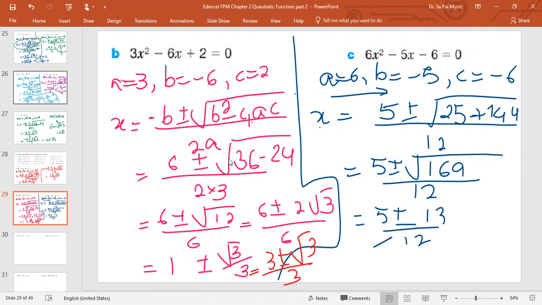Okay, there are two solutions. 5 plus 13, 18 over 12. And another solution is 5 minus 13. What do you get? Minus 8 over 12. Okay, you can simplify. What is the solution? The first one, simplify with 6, is 3 over 2. This is minus 8, simplify with 4, minus 2 by 3. Okay, this is the solution for number C.